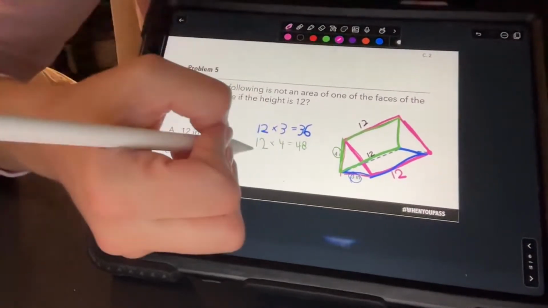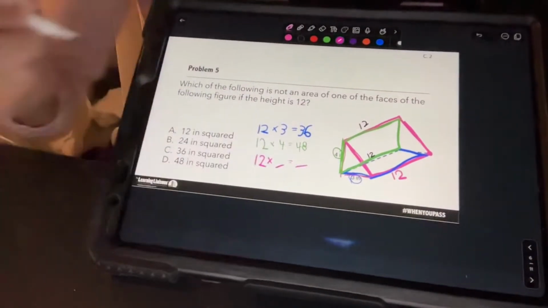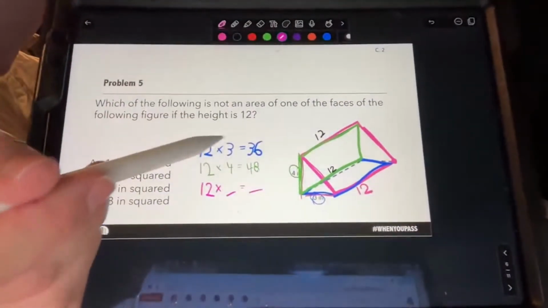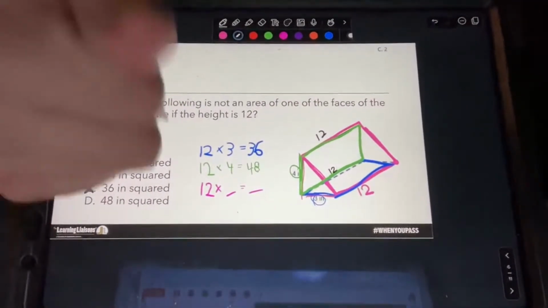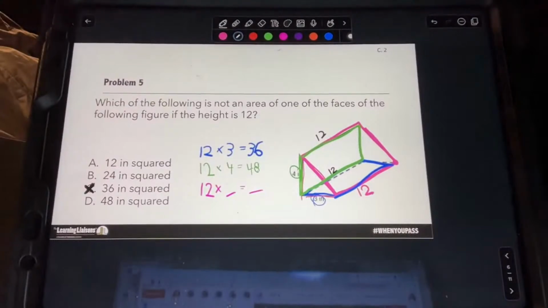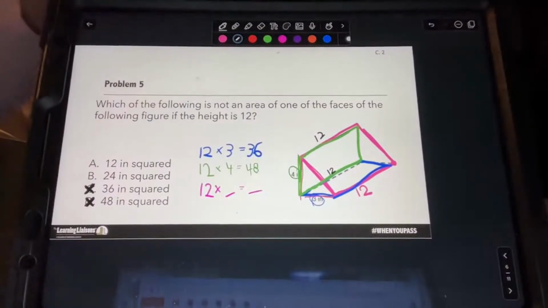And then what about the pink rectangle? Well, we don't know the other side of the pink rectangle yet. But what if I don't know how to find that? I'm just going to leave it alone. Good test-taking strategy says figure out what I can figure out, and then I'll figure out the rest later, right? So I know that 12 times 3 is 36. So I can cross off 36 over here because 36 is the area of one of my faces. I can cross off 48 because 48 is the area of one of my faces.